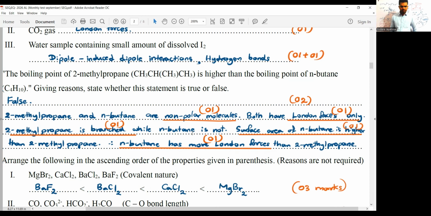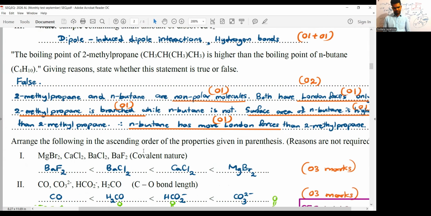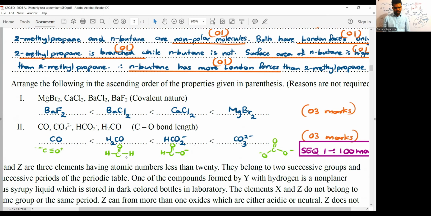See, 2-methylpropane and N-butane both are nonpolar and they have London forces only. But 2-methylpropane is a branched molecule, so it has low surface area. And N-butane is not branched, so it will have more surface area and more London forces. But 2-methylpropane, the branched one, will have a lesser number of London forces. That is what you need to write. And the statement they have given is false.